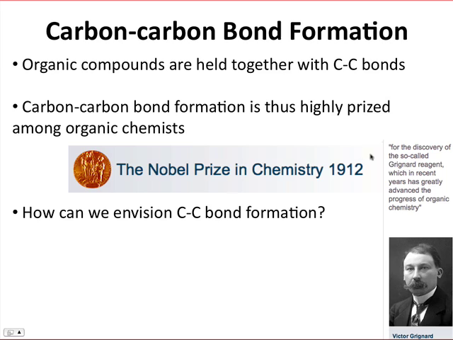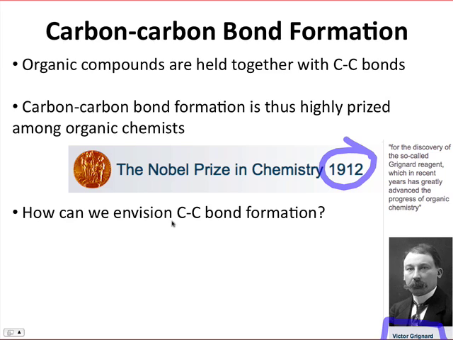To convince you of that, in 1912, a guy named Victor Grignard was awarded the Nobel Prize in Chemistry. And again, if you've been a student of organic chemistry, you've probably heard of the Grignard reagent, which is a carbon nucleophile, an anionic carbon that can act as a nucleophile. It was one of the first reagents that could reliably form C-C bonds.